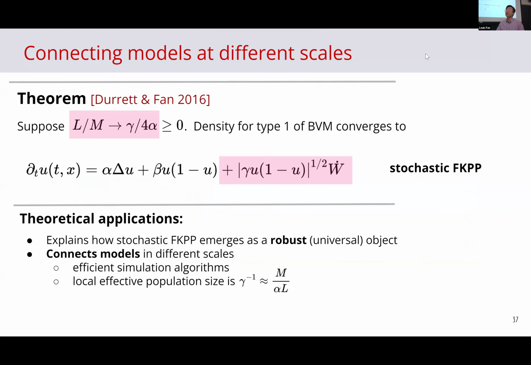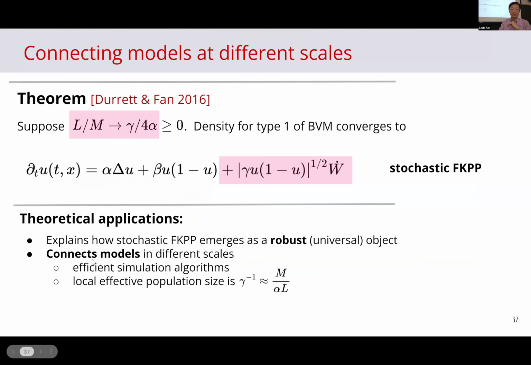Right. So there is this theorem with Rick Durrett that quantifies the relation between the biased voter model and the FKPP equation, or the stochastic FKPP equation. We show that if the ratio alpha over m converges to something called gamma, then that gamma will pop up as the parameter in the macroscopic stochastic PDE. So this is the connection.